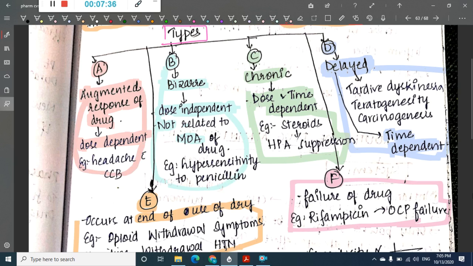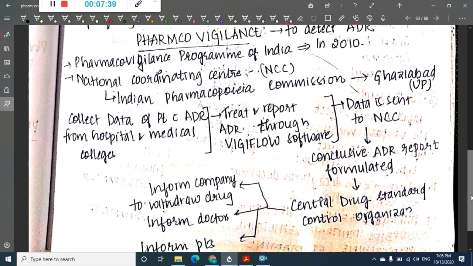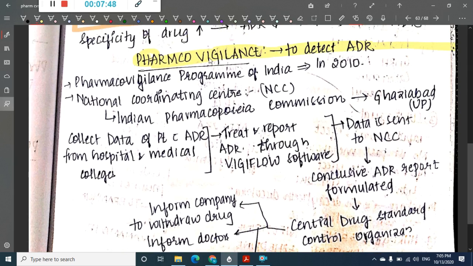Right. The next is about pharmacovigilance. What is pharmacovigilance? Pharmacovigilance is the program that we do in order to detect adverse drug reactions. There is a committee in India called the Pharmacovigilance Program of India, which was started in 2010 and is coordinated by the National Coordination Center, which is nothing but the Indian Pharmacopoeia Commission in Ghaziabad.